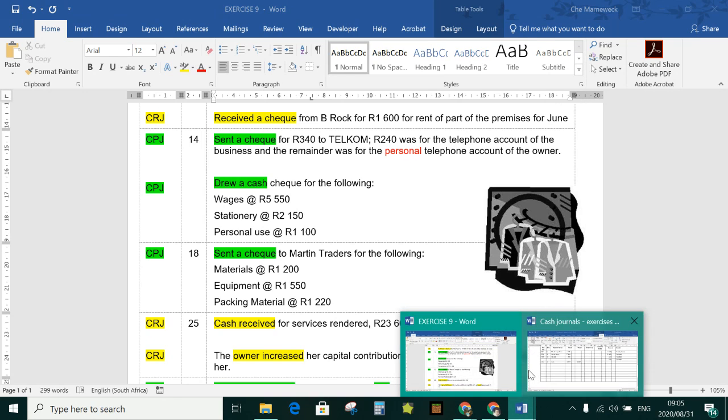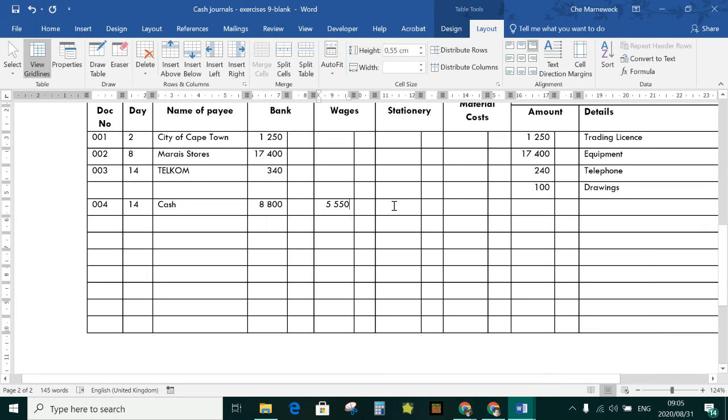And if we have a look, do we have a column for stationery or will it go to sundry? We actually have a column for stationery. So on the same line, we can record the value for stationery, 2,150. And the last amount, 1,100, was for personal use. We call that drawings in accounting. Drawings does not have its own column. So on the same line, we go to sundry and we record 1,100, and that is drawings.